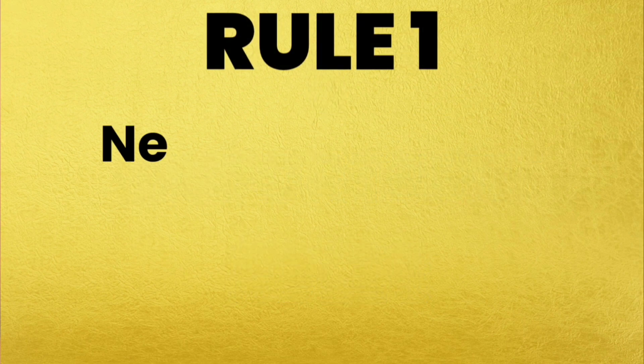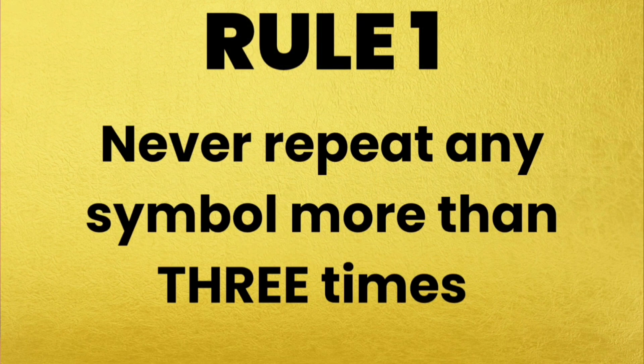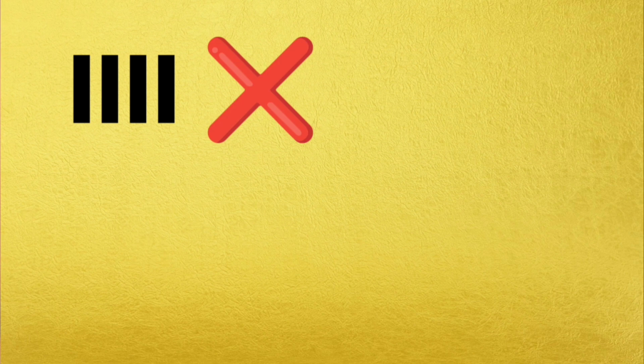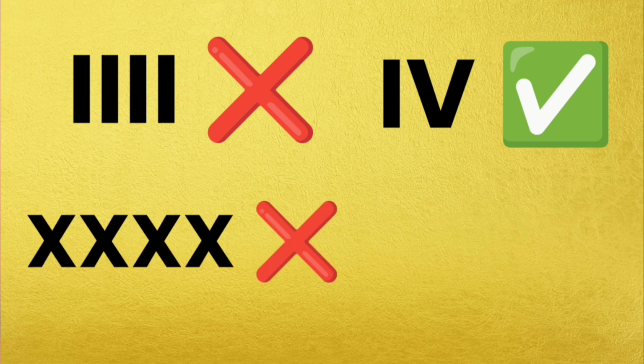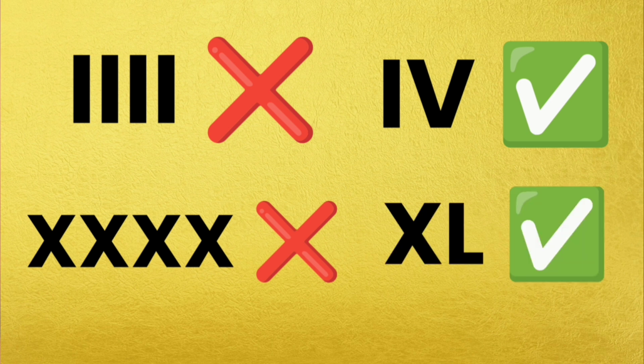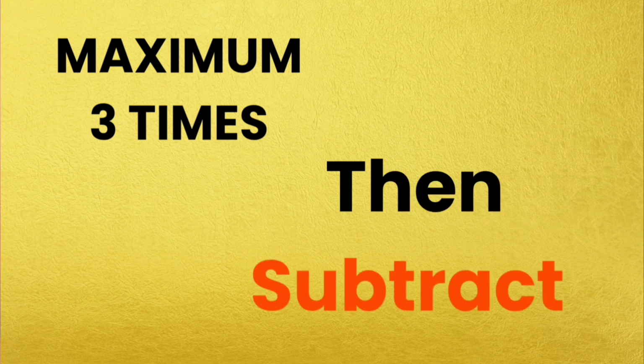Rule 1. Never repeat any symbol more than 3 times. 4 times I is wrong. To write 4, write IV instead. 4 times X is incorrect. For writing 40, write XL. So, 3 times maximum. Then use subtraction.